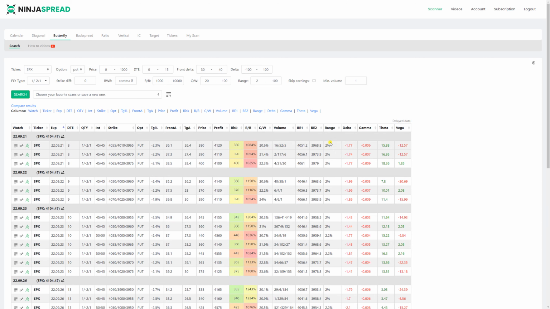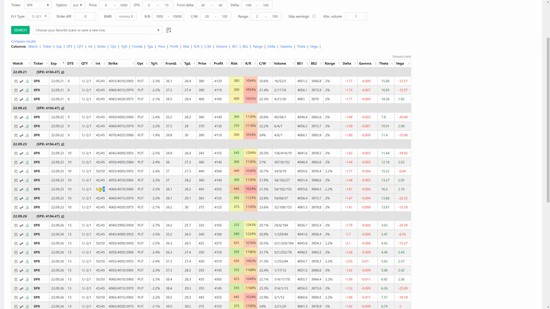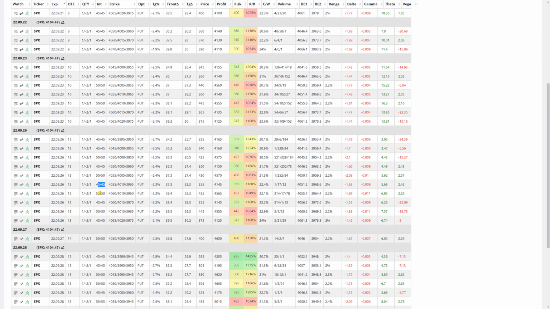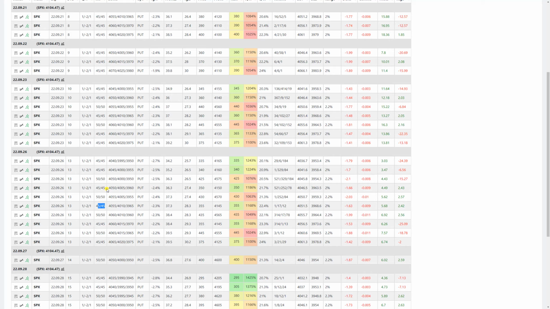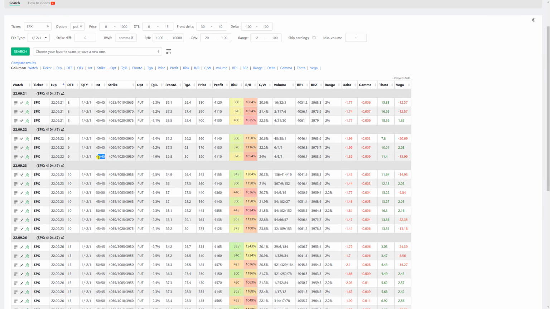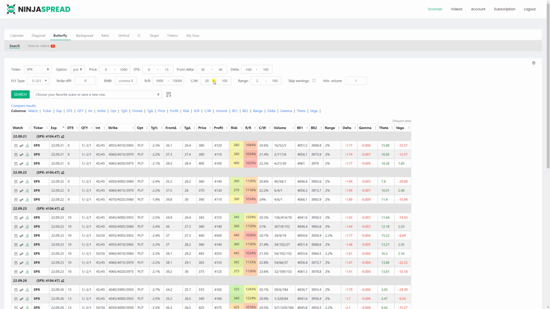range. Again, the 2% range means that the break-even points have to have at least 2 percentage point difference in terms of the distance between them. So as you can see, we are finding 45, 50, 45, 50 again. So we are only finding 45 and 50 strike difference combinations using these criteria.